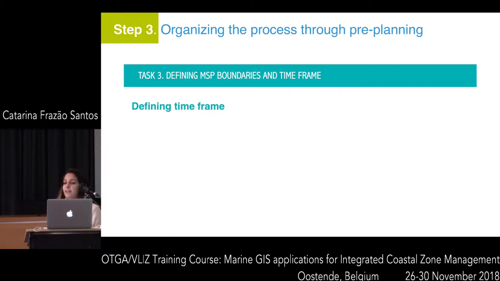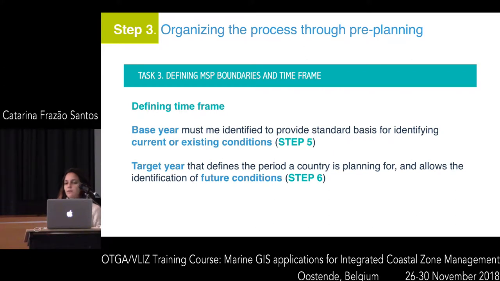Another thing is defining the time frame for marine spatial planning. And this is basically about defining the base year that will give you a time boundary for defining current and existing conditions. And this is something that will be done in step 5 of the guide. And also a target year that defines the period that you are planning for. And this will allow you to identify the future conditions that will be addressed in step 6.